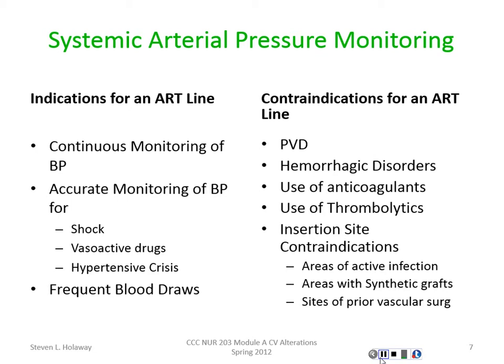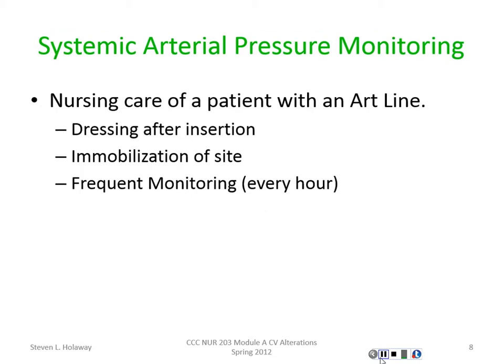If I've given somebody TPA for a cardiac event, I probably don't want to, right after doing that TPA, put in an arterial line on that person because the risks are too bad. You need to look at that insertion site. What kind of problems can there be? If there's an active infection going on in that area, I definitely don't want to stick a needle through that and maybe transfer that down into the artery. If there's synthetic grafts in the area, I don't want to do an arterial line there. Or if there's an area of prior vascular surgery, I don't want to stick in those areas. So those are some of the contraindications for using an arterial line.